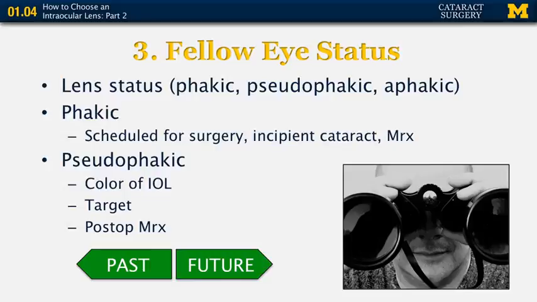For example, we'd want to know what is the color of the intraocular lens implant in the fellow eye, what was the actual target for refraction in that eye, and finally, what was the end manifest refraction in that eye and error from the first target that was chosen.